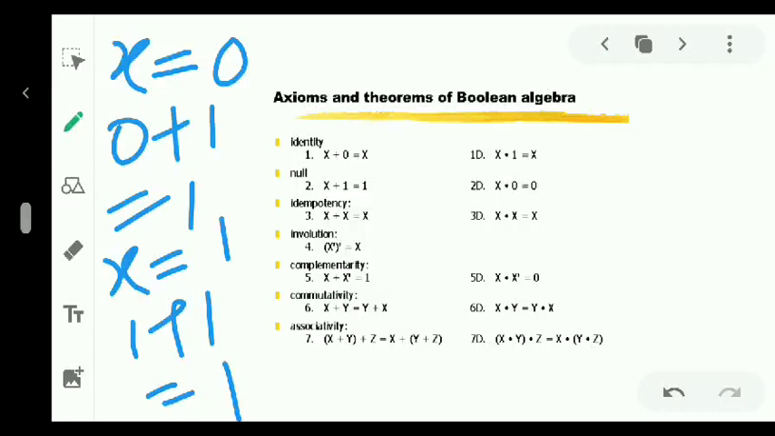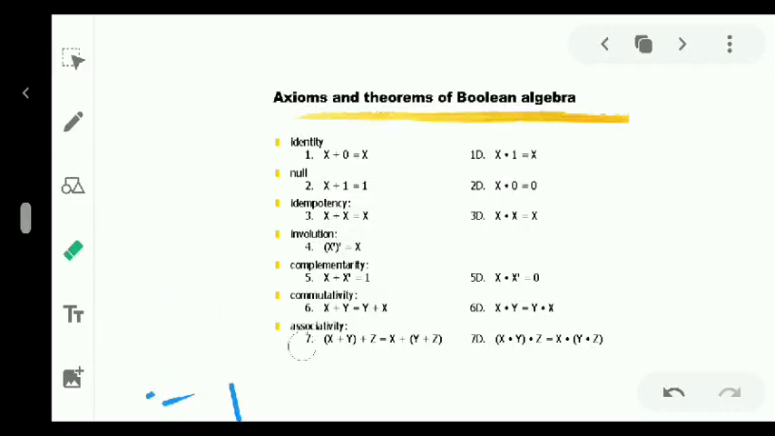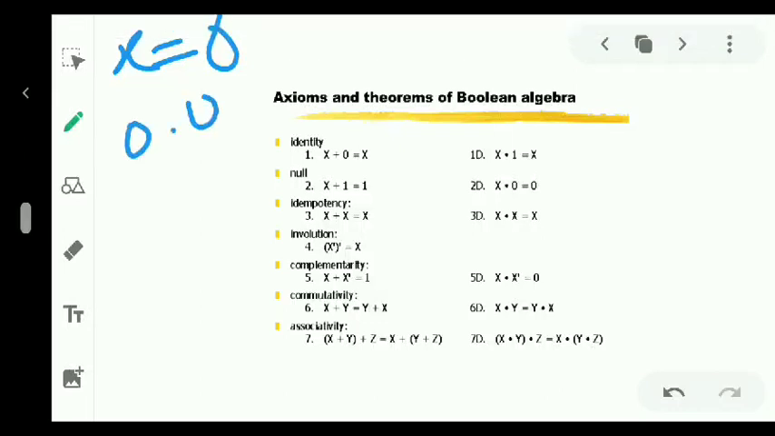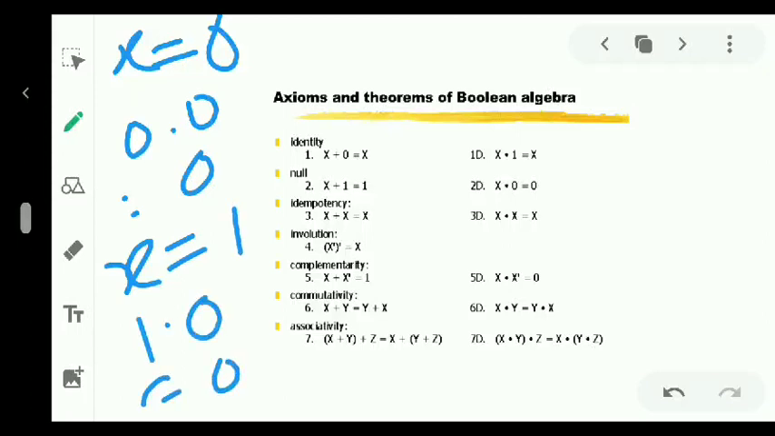Next we will prove the 2D, that with any value of x, if you multiply 0, then you will get back only the 0 value. Let me check that one. X equals to 0. So 0 into 0, it is giving you 0 value. X equals to 1. So 1 into 0, again 0. So this null rule also we can prove.